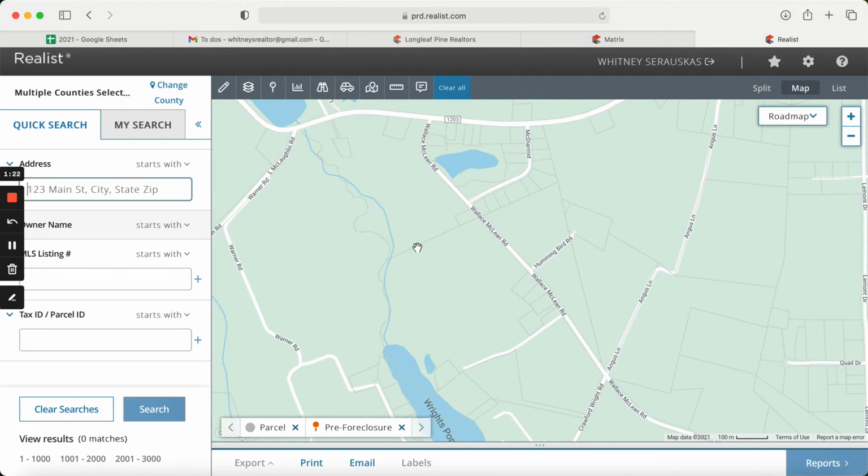Or if you need to have an easement on someone's lot and you need to find out who the owner is so that you can request them to do an easement. So it's just great for everything that you need to know about a property.